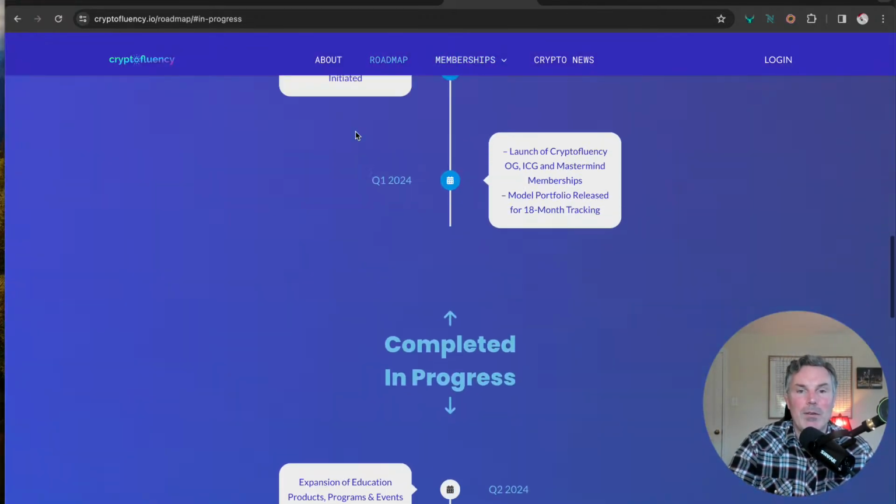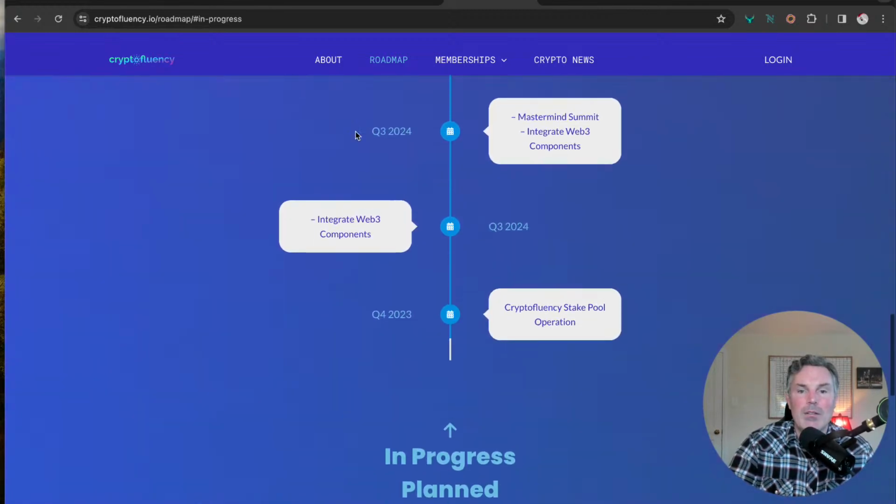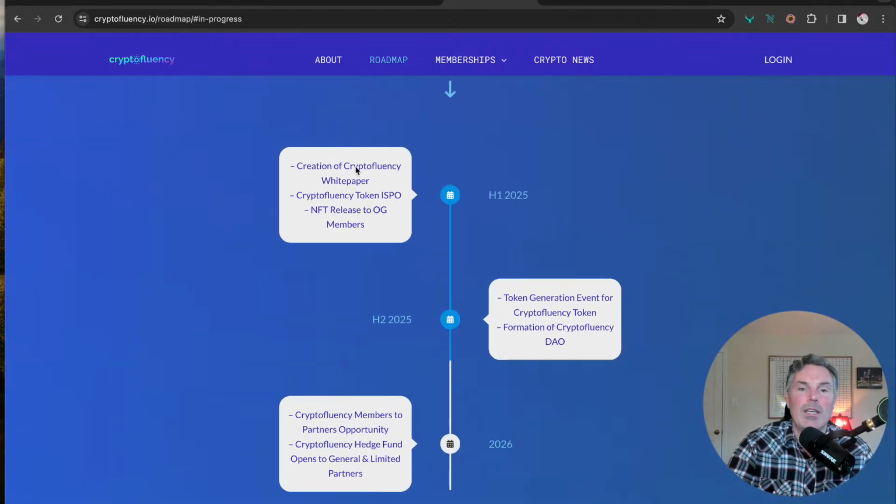We have, what do we have completed? We've got stuff in progress right now, and here are some things planned. If you are an OG member, it is NFT releases. We're definitely going to come out with our own token. We're going to have our ISPO, right?